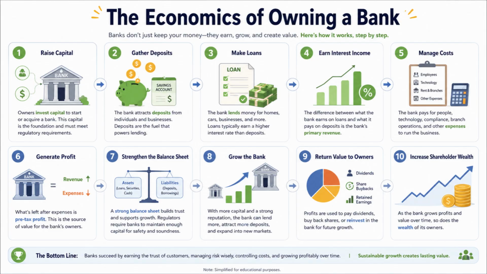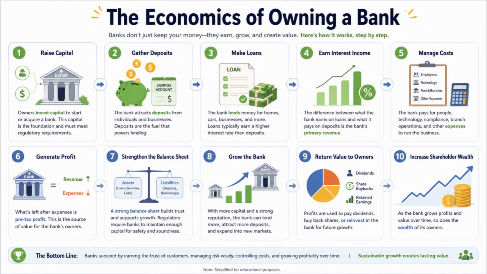After earning profits, the bank can return value to its owners. This may happen through dividends, share buybacks, or retained earnings. Dividends give direct cash returns to shareholders. Share buybacks can increase ownership value. Retained earnings are reinvested into the bank to support future growth. Finally, as the bank grows its profits, controls its risks, and builds public trust, shareholder wealth can increase over time.